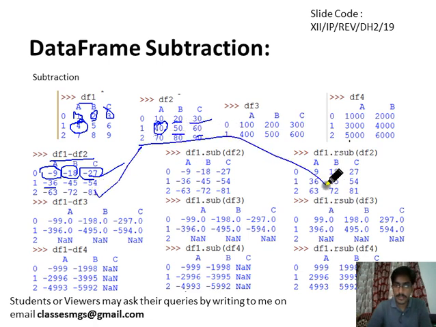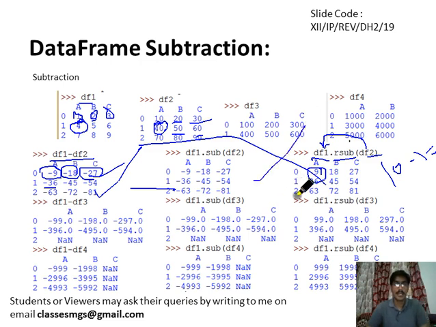Then if you are doing df1 dot rsub df2, then df1 values will be subtracted from the df2 values. In this case the output is different. You notice that df2's value is 10. 10 minus 1 is 9. But in the earlier case it was different, df1 minus df2, because 1 minus 10 is minus 9, but here 10 minus 1 is 9. So this is the noticeable thing.